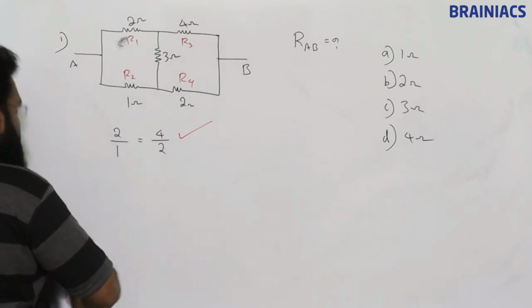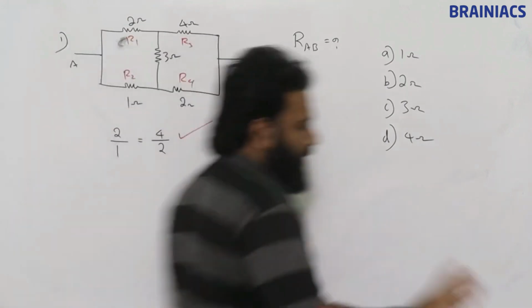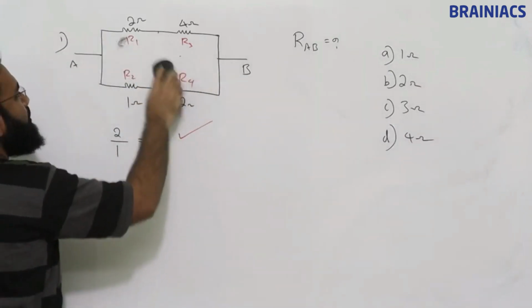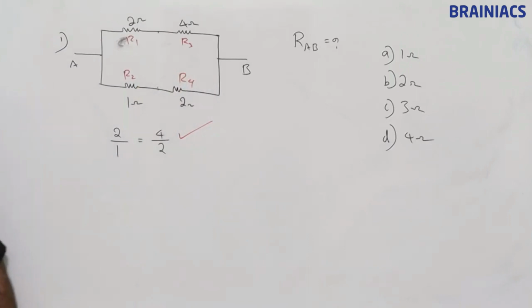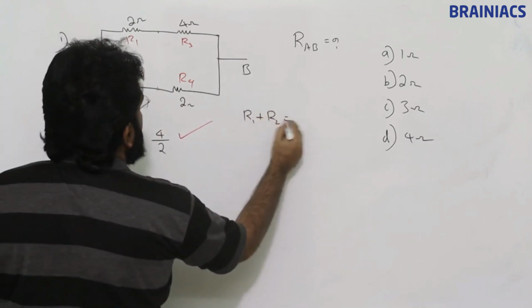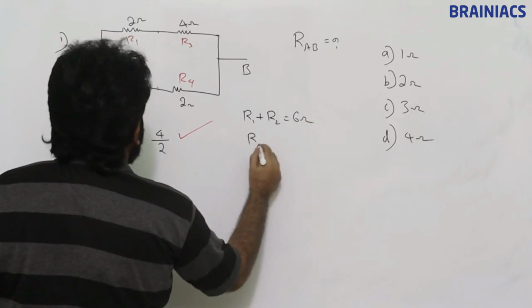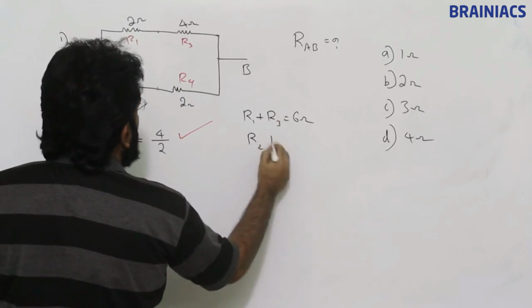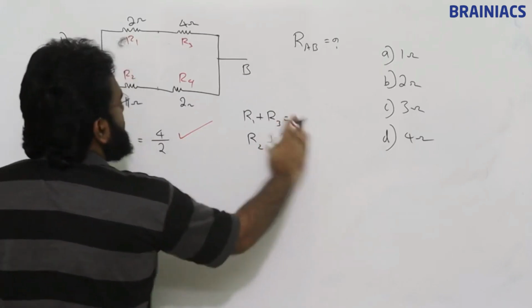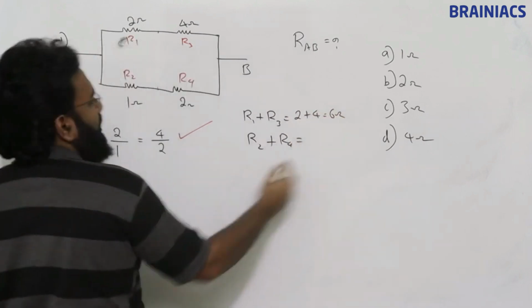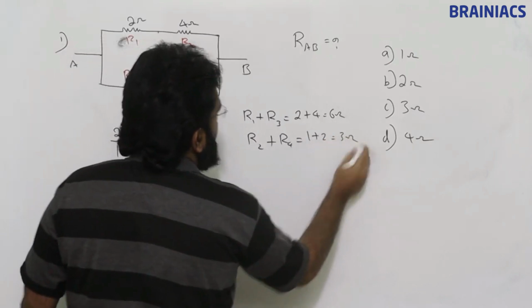Now, if you want, you can redraw the circuit, but I am directly doing it in this circuit. I just remove this. Now this is a simple circuit for me. Very simple circuit. Now R1 plus R2, 6 ohm, and R1 plus R3, 6 ohm, R2 plus R4, what is this, 2 plus 4, 6 ohm, and 1 plus 2 is equal to 3 ohm.